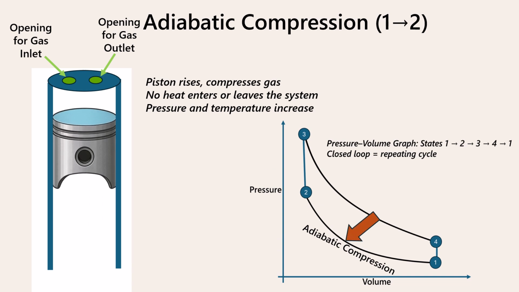The piston moves upward, compressing the gas without heat exchange. This is an adiabatic process. As the volume decreases, the gas pressure and temperature increase. The system moves from state 1 to state 2 along a compression curve on the PV diagram.